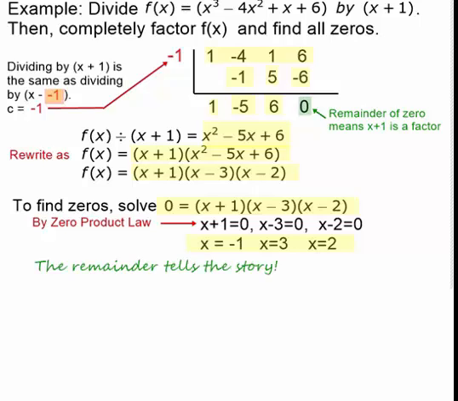So as you can see, the remainder tells the story. If the remainder is 0, what you've divided by is a factor. If the remainder is not 0, then it's not a factor. And also we're going to learn that the remainder tells us even more about the polynomial. That's coming up in the next video.